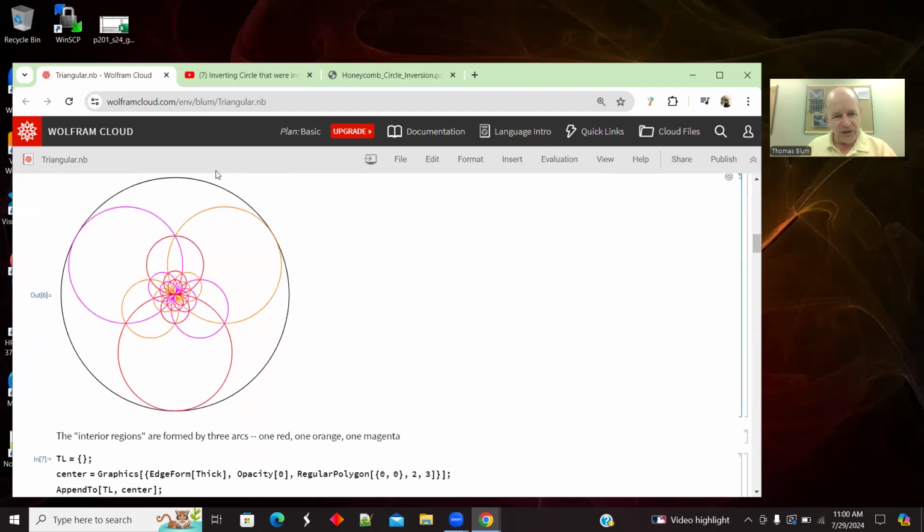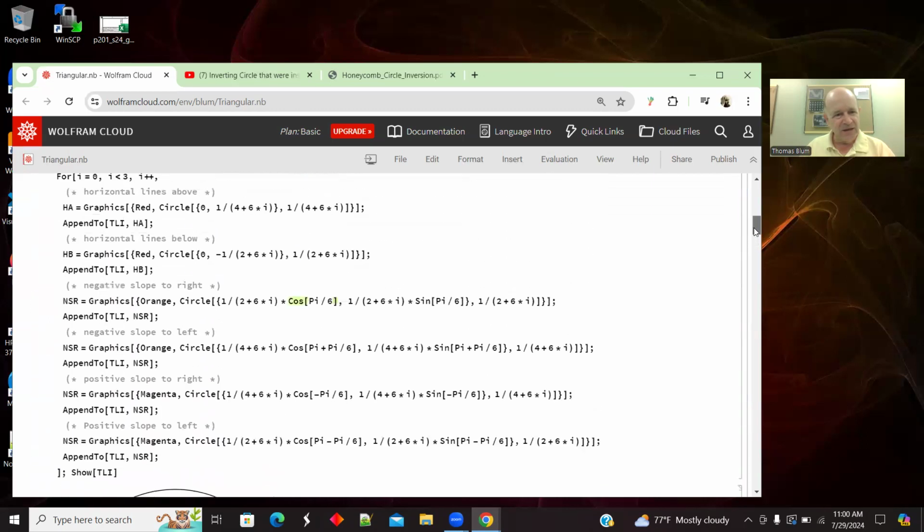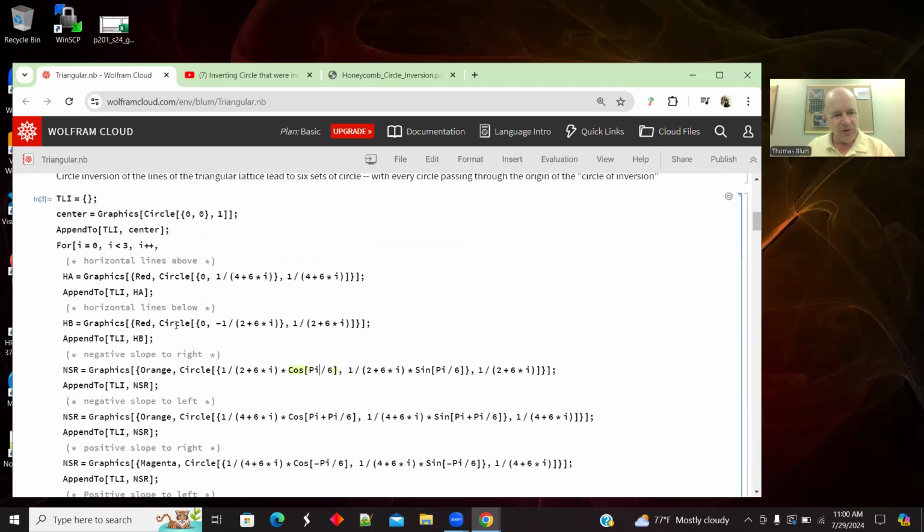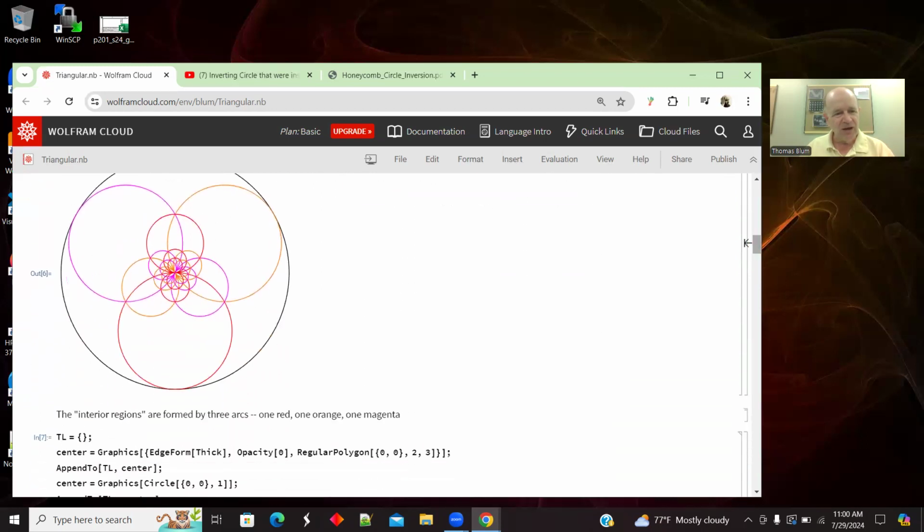And that gave me this. So this big black circle is what I'll call the circle of inversion. And then I colored these lines: the horizontals mapped onto red, the negative slopes to orange, the positive slopes to magenta. And so you'll see here that each interior region is composed of 3 arcs, and the 3 arcs are different colors. So here's a magenta arc, a red arc, and an orange arc forming this region. And that is the same for all these regions as we go down.